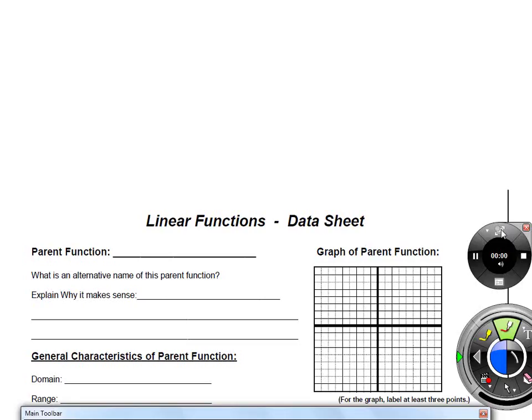Simplest form of this function. Okay. So remember when we're talking linear functions, you guys might like y equals mx plus b the most. Okay? So in that format, this is your parent function. Okay? Does anybody know another name for this function?